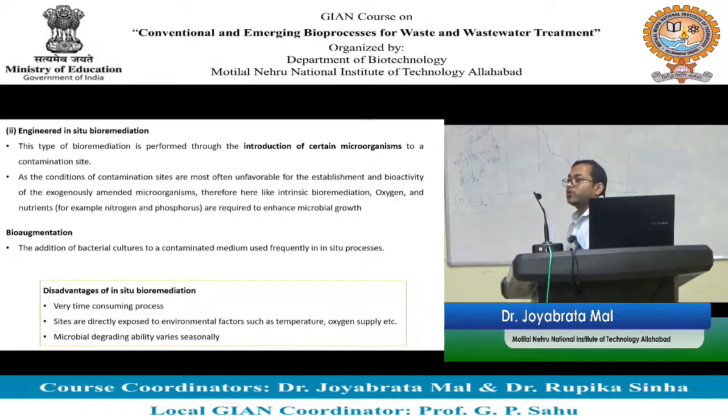Then you have, of course, engineered in situ bioremediation. Engineered means you did a survey of this particular garden and you found that the microbes which are present will not survive in the toxic conditions. In that case, you need to add microbes from outside. It could be an indigenous microbe, or, as is happening nowadays, so many people are doing genetic engineering.